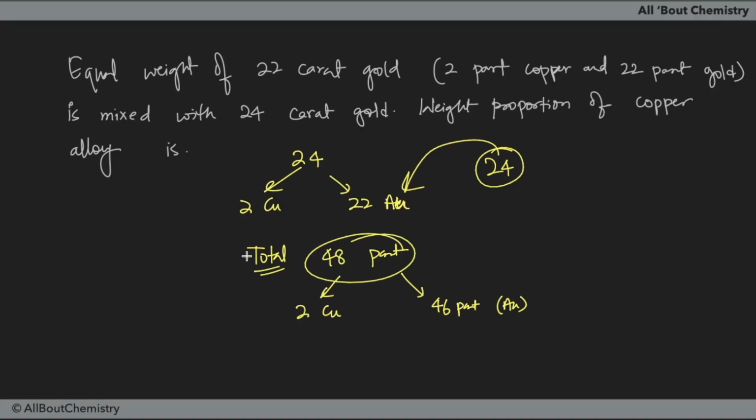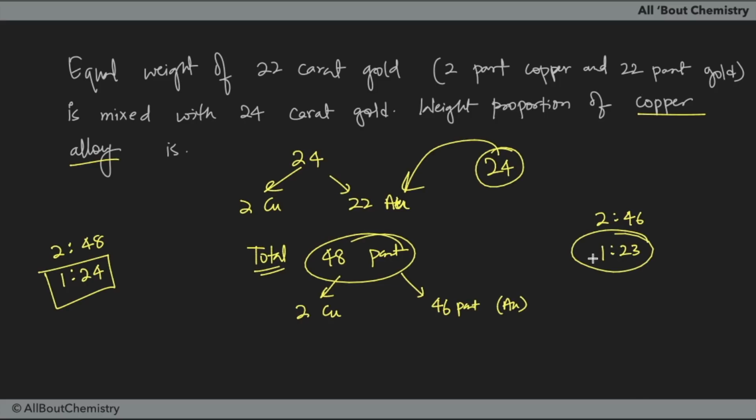Now here is a debate. Somebody said the question was asked between the ratio of copper and gold, but as per what I remember, it was only asked about the proportion of copper alloy only. It was not asked about copper and gold. It was just asked about copper. So if it is just about copper, the answer will be 2:48, or you can say 1:24. But if the question was between copper and gold, then it will be 2:46, and that will be 1:23 if it is between copper and gold.